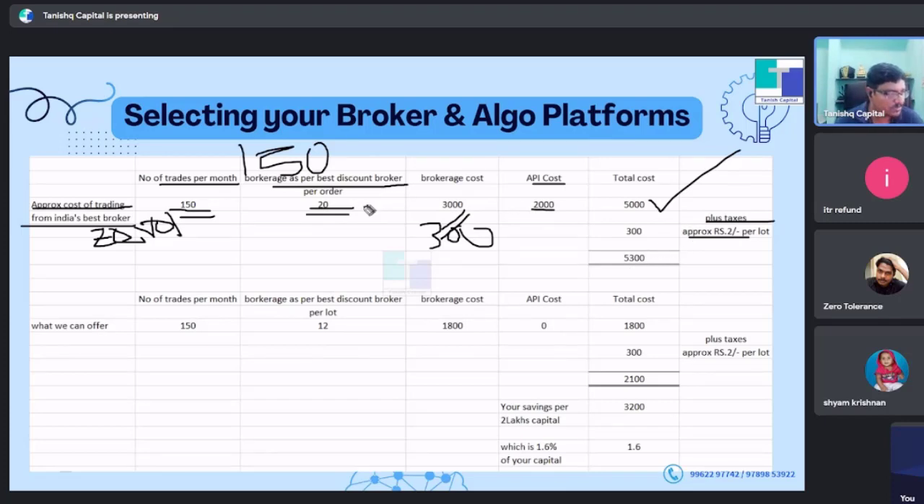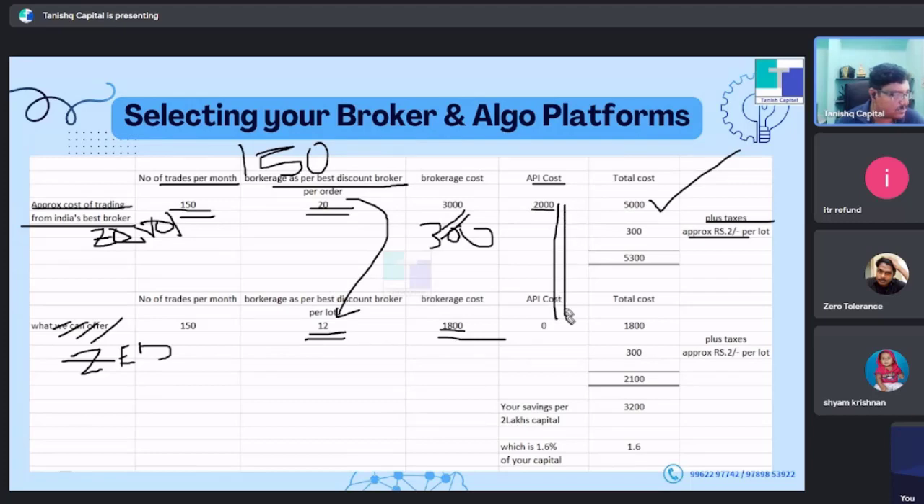Brokerage you define. But what I am using is 12 rupees per lot, and my brokerage cost is only 1,800. See, 20 rupees versus 12 rupees per lot. And the API cost, Zebu generally doesn't charge. So choose your broker wisely, so that they don't charge an API cost.